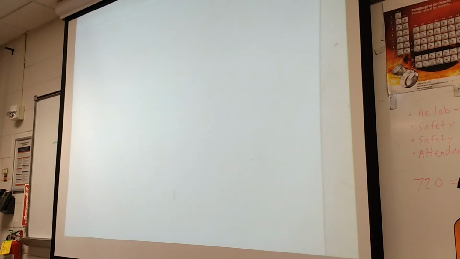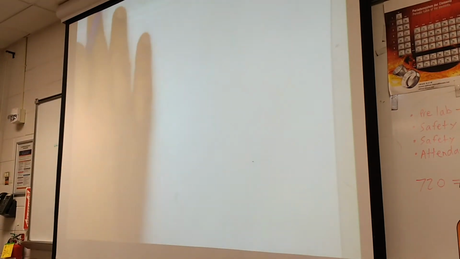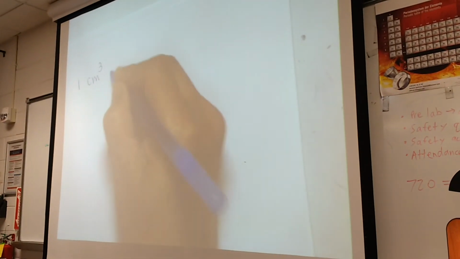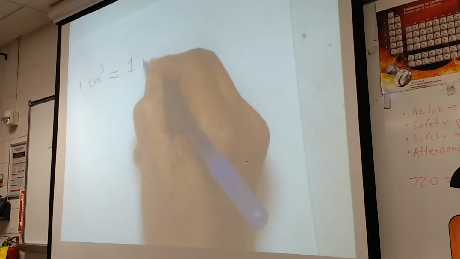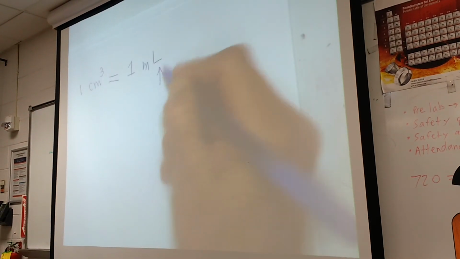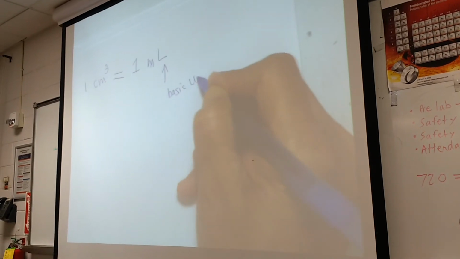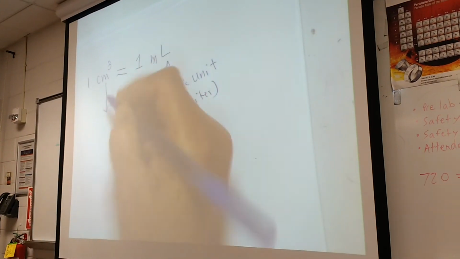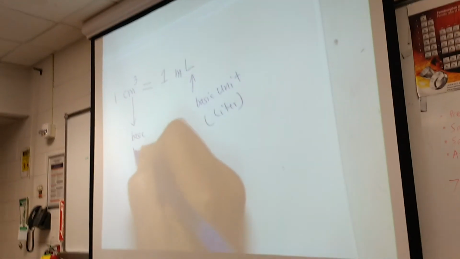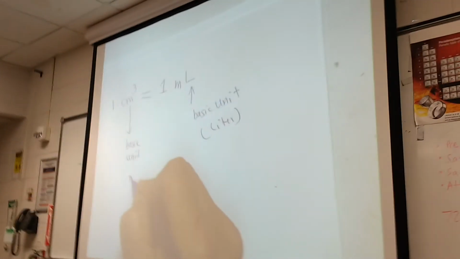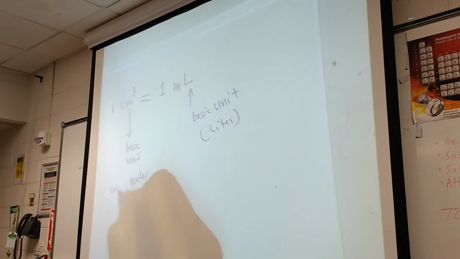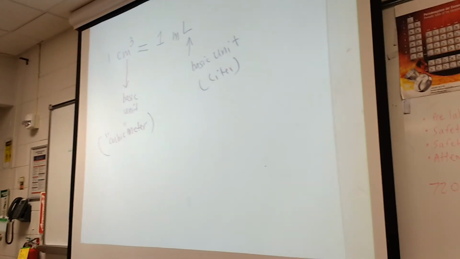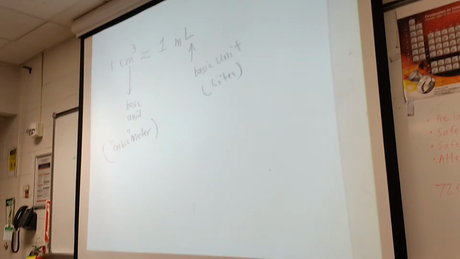It turns out that 1 centimeter cube is equal by definition to 1 ml. Remember, the basic unit is called liter, correct? And the basic unit here is meter, and it is cubic in this case. So cubic meter, and this is correct. So 1 centimeter cube is 1 ml.